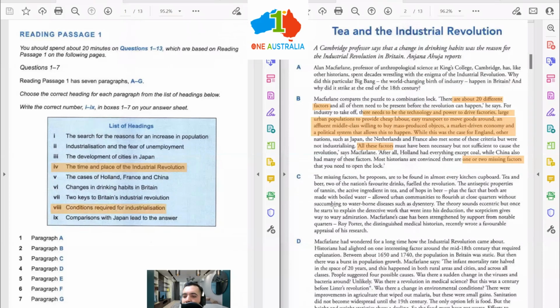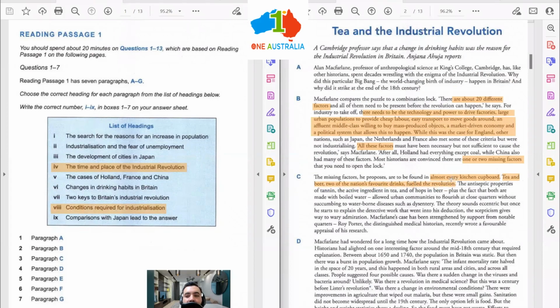Yes. Next, paragraph C, let's read. For paragraph C, they're saying the missing factors he proposes are to be found in almost every kitchen cupboard. So these one or two missing factors, we can locate them where? In every kitchen cupboard. They're saying tea and beer, two of the nation's favorite drinks, fueled the revolution.